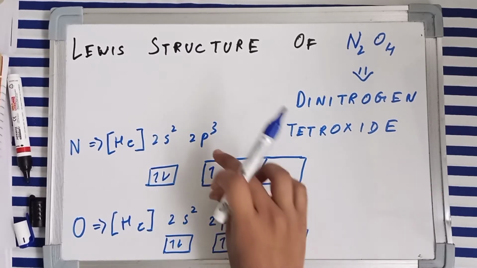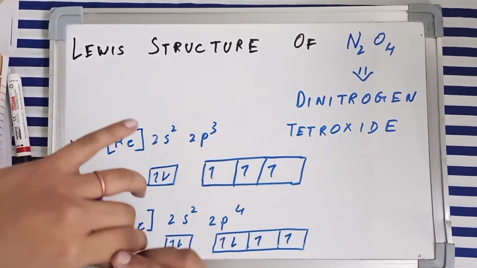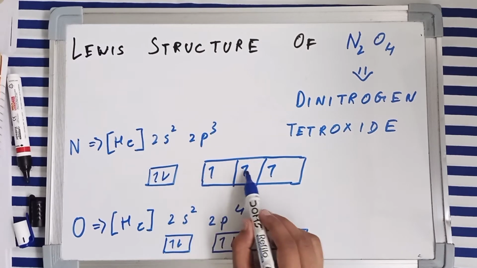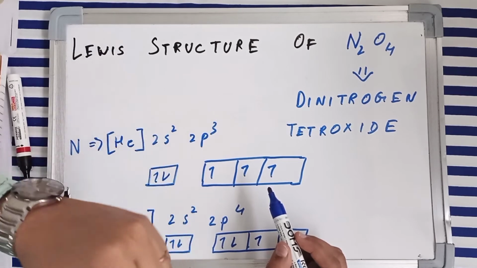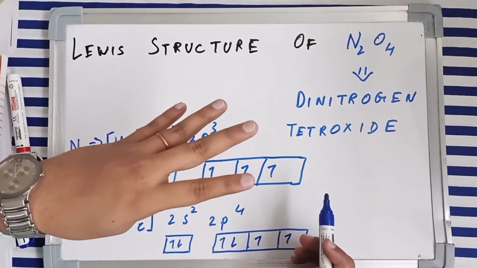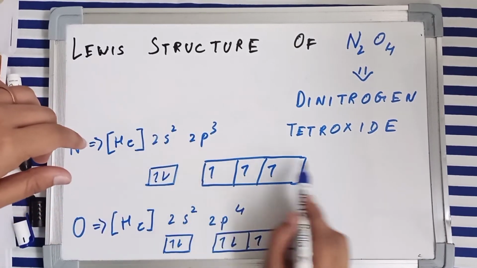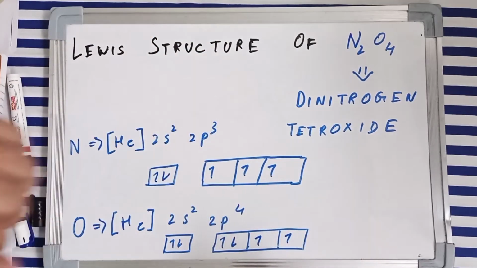In 2p, you've got 3 orbitals. These boxes represent the orbitals, right? So you've got 3 unpaired electrons in nitrogen, which means that nitrogen will be able to make 3 covalent bonds. Nitrogen can make a maximum of 4 bonds, in which the 4th bond will be a coordinate bond. But these 3 bonds will be covalent bonds. I'll explain that in a little bit.